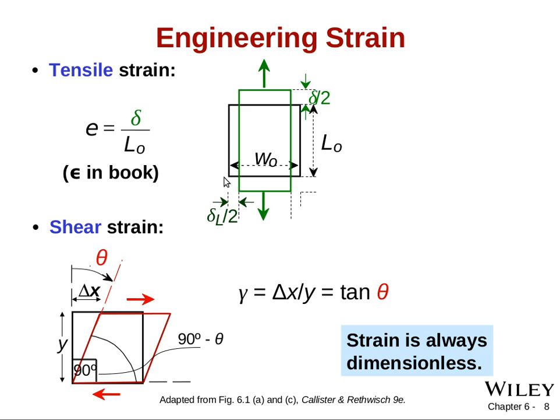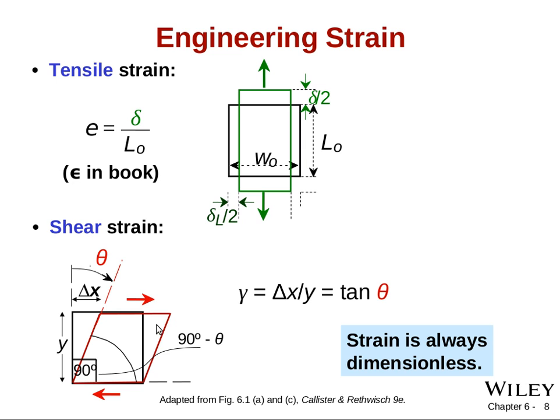So if this black box is the sample before a force was applied, we have the original length, and then after the force is applied, you can see that the length is now L0 plus delta. So the tensile strain is going to be that change in the length divided by the original length. And you can see this is in meters, this is also in meters, so engineering strain is not going to have any units.